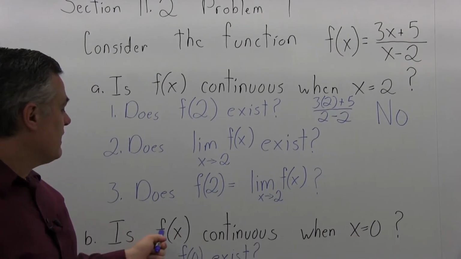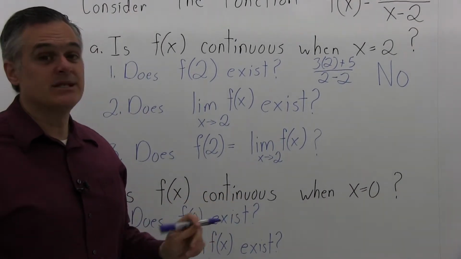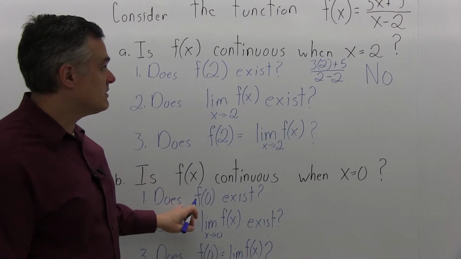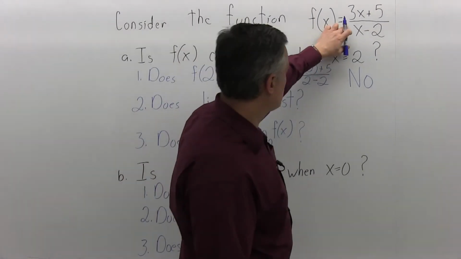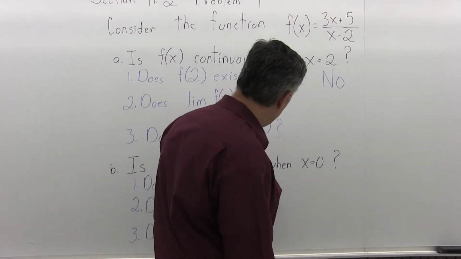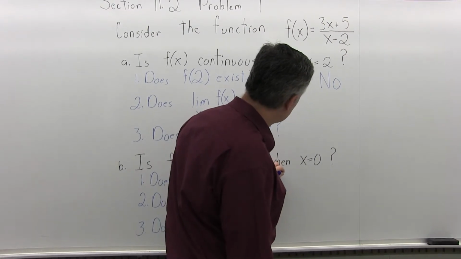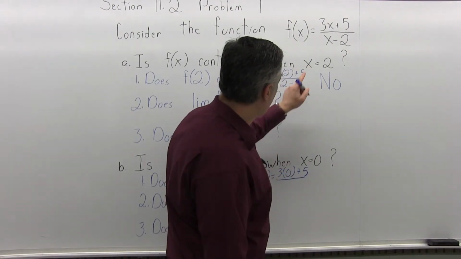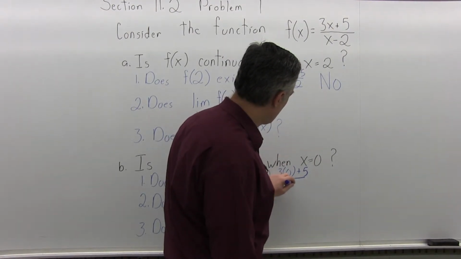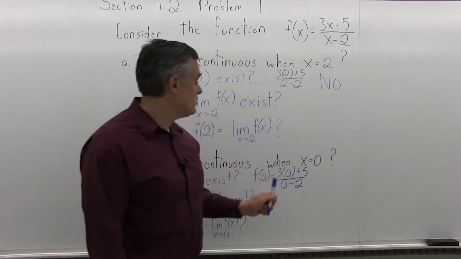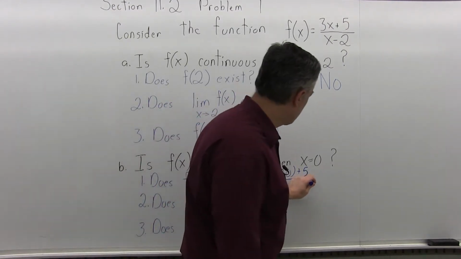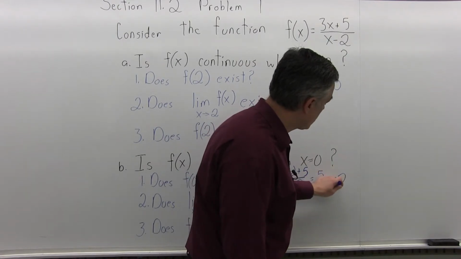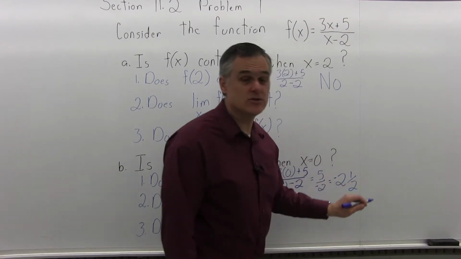Part B, is f of x continuous when x equals 0? So first, does f of 0 exist? So can I put in a 0 for x? So let's do f of 0 equals 3 times 0 plus 5 over 0 minus 2. So if you do the math, you get 5 over negative 2, which is negative 2.5 if you prefer that. So the answer is yes.